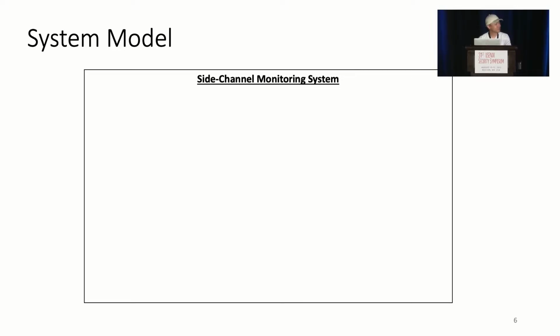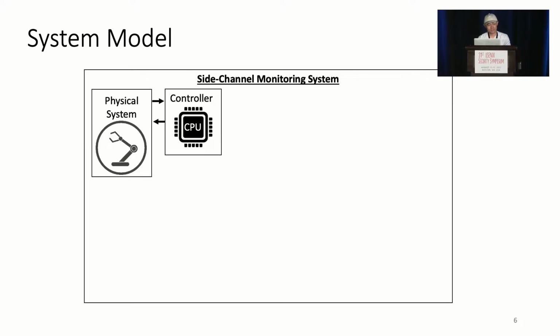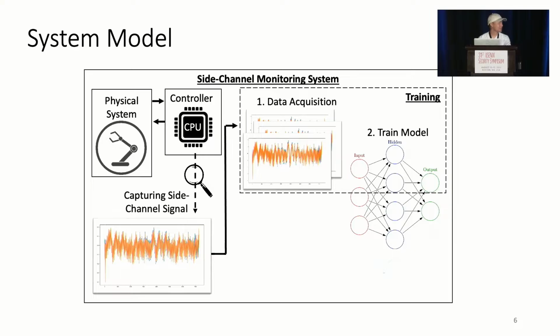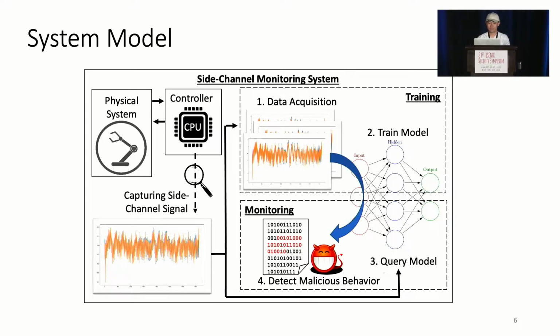So first, the system model. A typical side channel monitoring system looks like this. There is a microcontroller interacting with a physical system. A side channel probe is constantly acquiring side channel signals from it. And these signals are used to train a detector. And the trained detector will be deployed to detect any malicious behaviors.